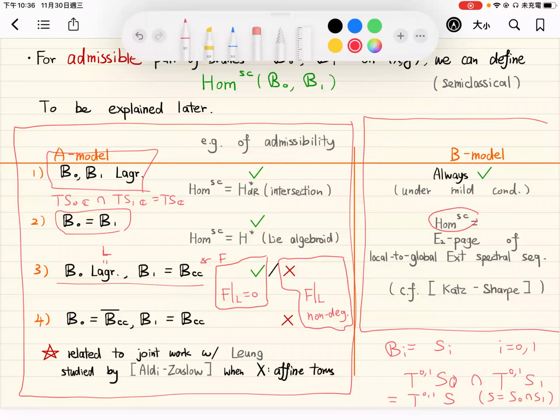So the fourth case is the BCC, bar BCC system. So this pair of branes must not be admissible. There is some past literature studying the BCC, bar BCC system, for example, the work of Sasso, who studied this system when X is an R torus. And this case is really related to the joint work with Professor Lan. So now we'll go to the next slide.